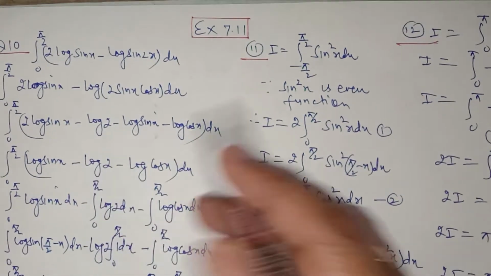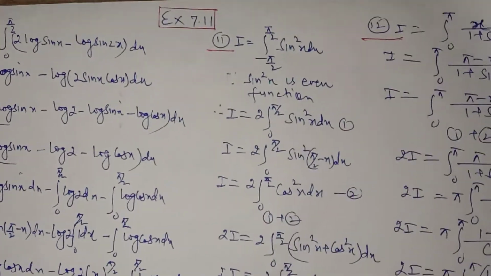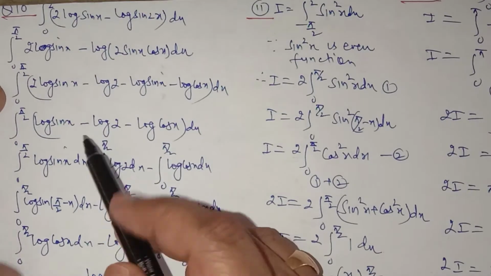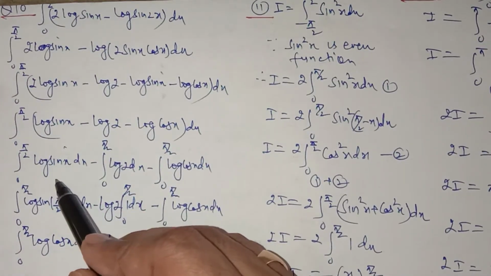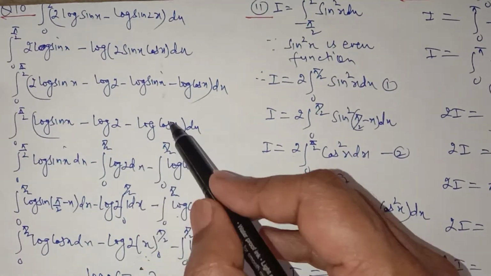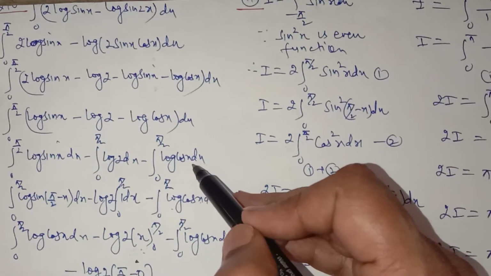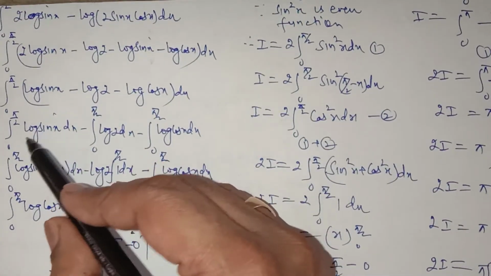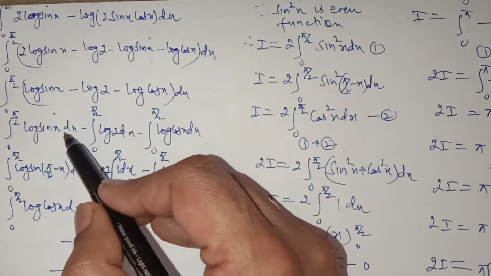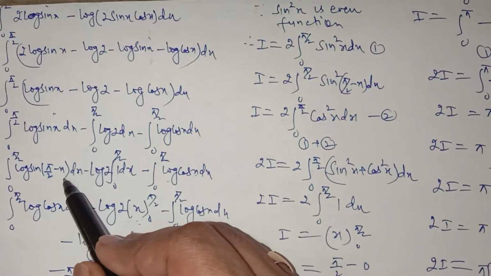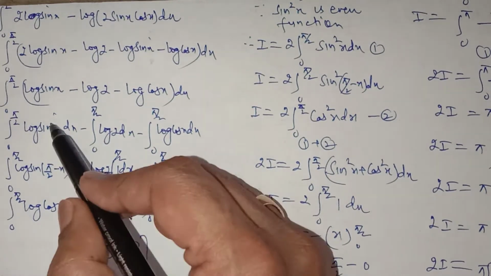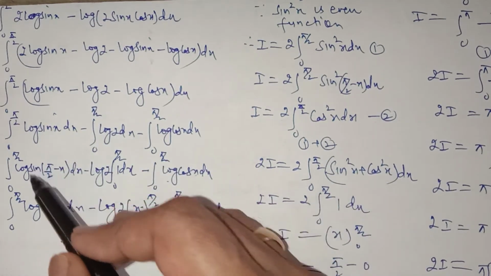Now break into two integrals. The integral from 0 to pi by 2 of log sin x, plus the integral from 0 to pi by 2 of log 2, plus the integral from 0 to pi by 2 of log cos x. Now here use the same property from 0 to pi by 2. So in place of x you can write pi by 2 minus x. Yes, you have to use only this property because this will be cancelled out with this.